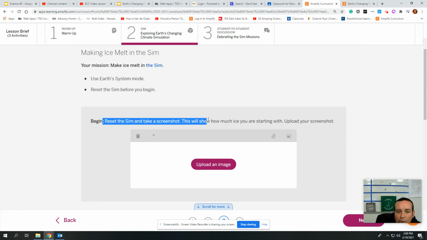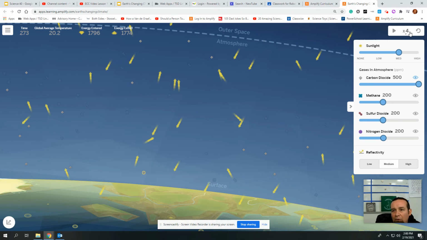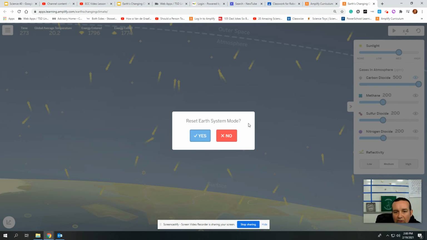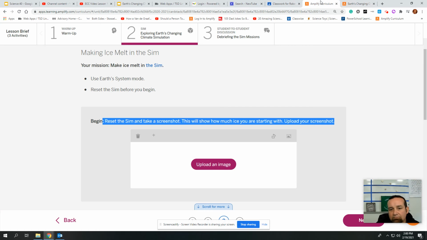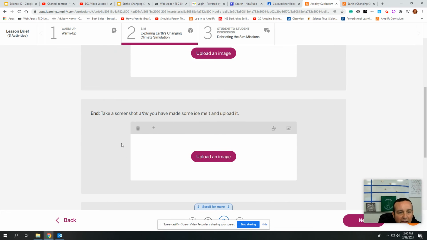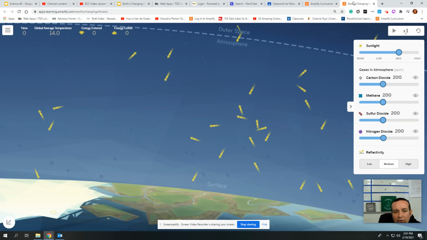Reset the sim and take a screenshot. This will show how much ice you started with, and you're going to upload it. One thing we can do is reset Earth mode with this little reset button. And there, now we're reset. Ideally, you would just take a screenshot of your screen here, upload it right here, and then take a screenshot after you've made some ice melt and upload it. So again, this is your start. Just crank up that carbon dioxide, play with the methane, the sulfur dioxide, and maybe even the nitrogen dioxide, and see if you can get this ice to melt.